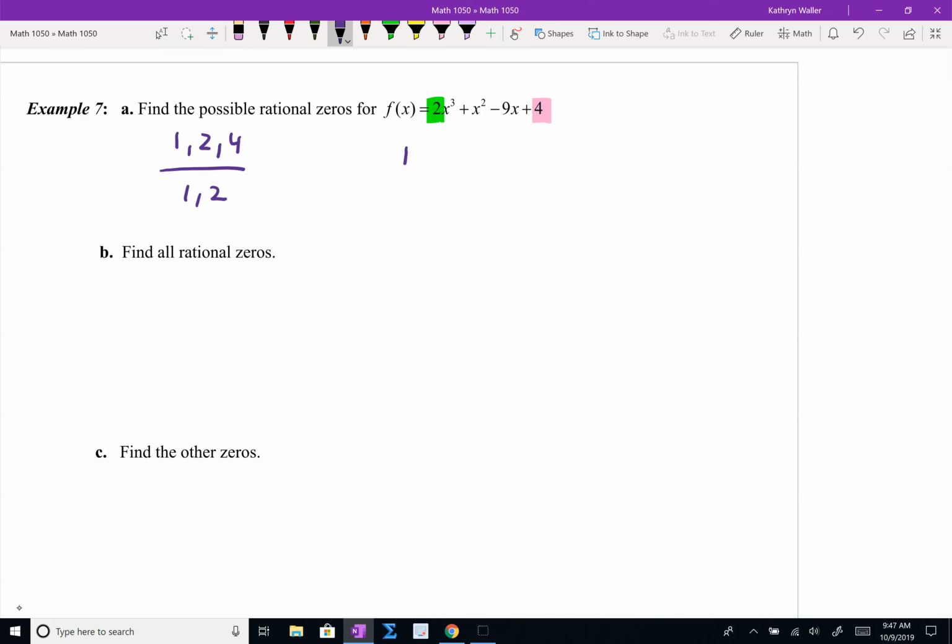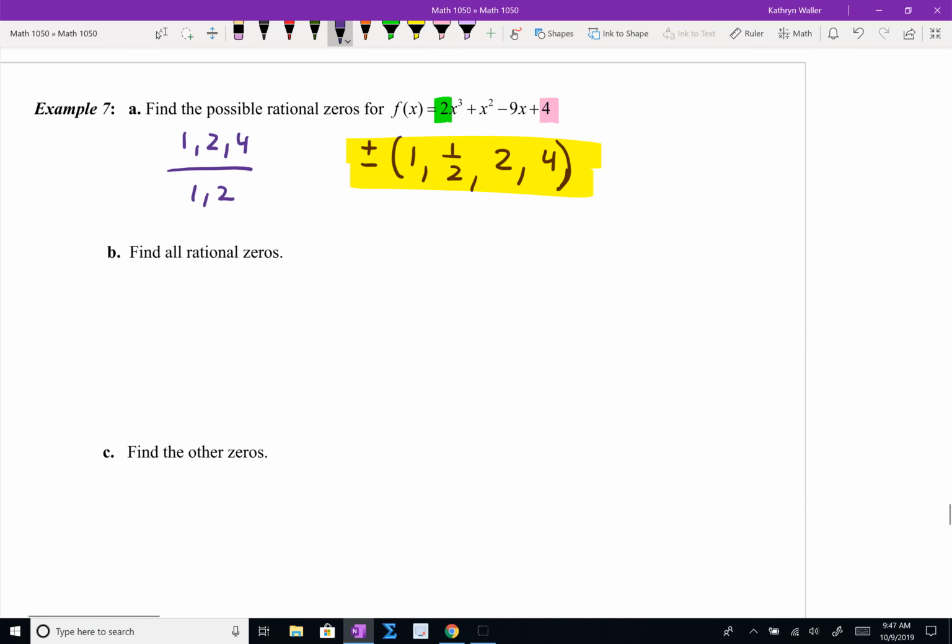So let's go 1 over 1. That's a 1. 1 over 2. That's 1/2. Now change the top number to a 2. 2 over 1 is a 2. And then 2 over 2 is a 1, but I already have a 1 listed, so I don't have to worry about that. Now I'm going to 4. 4 over 1 is a 4, and 4 over 2 is a 2, and I've already got that. So I'm just going to add my plus or minus and my parentheses, and that's what I'm going to highlight. Okay, now I want to try to avoid that fraction if I can.